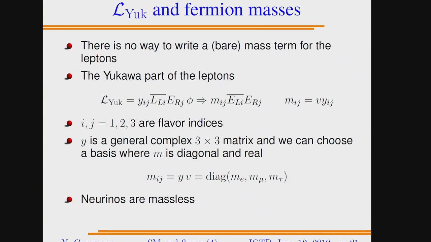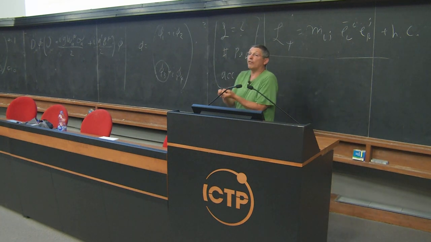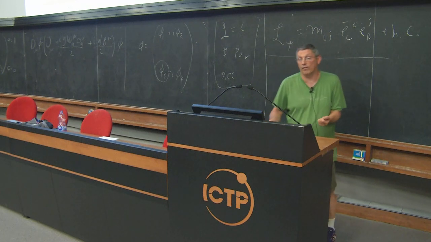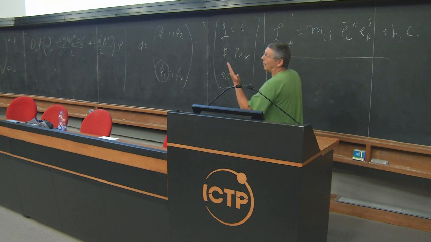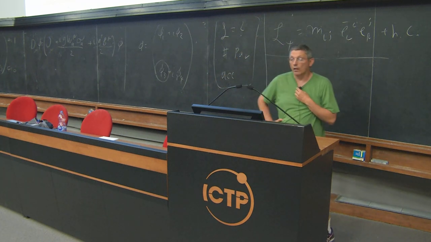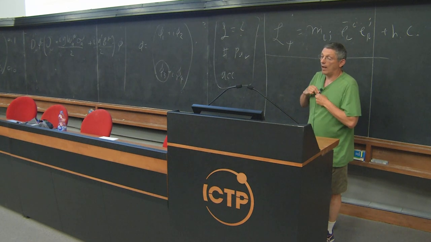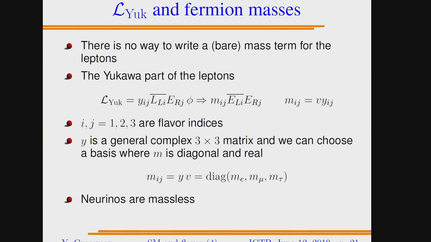But I do get mass after spontaneous symmetry breaking. You remember we talked about it, that when I have spontaneous symmetry breaking, Yukawa terms can give mass to the fermion. And that's exactly what I have here. I start with the Yukawa interaction, which is just L bar E phi. After phi acquires the vev, it becomes a number. You see up there, instead of a phi, I put a number. Then I actually get a mass for the fermion, and the mass is just the number, the vev, times the Yukawa coupling.